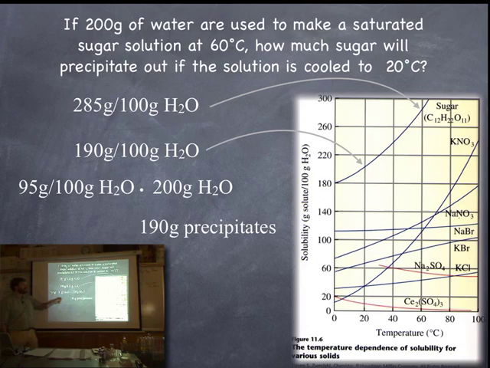Saturation is when you're exactly on this line. The saturation point is, hey, at this line, that's as much as I can normally get to dissolve. It is possible to have a supersaturated solution. If you have a clean container where there's very little places for crystals to start to form.